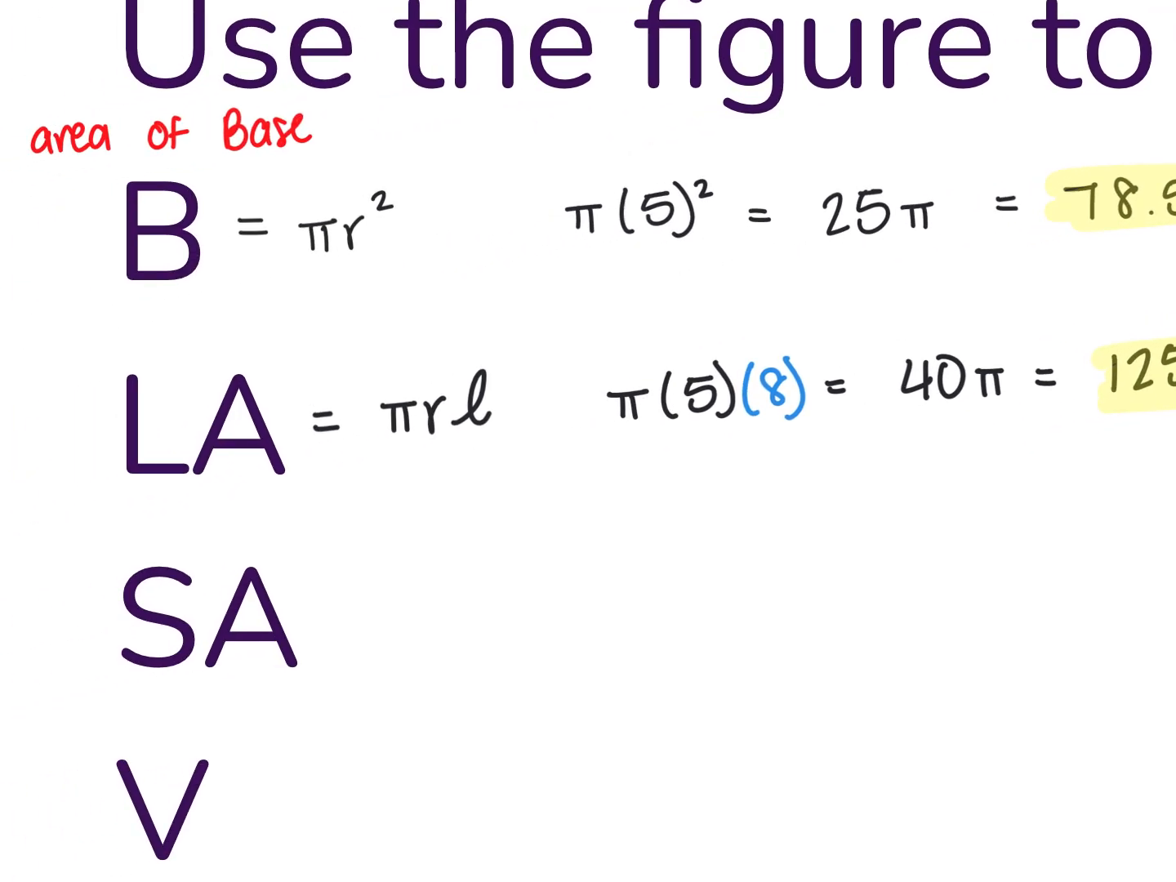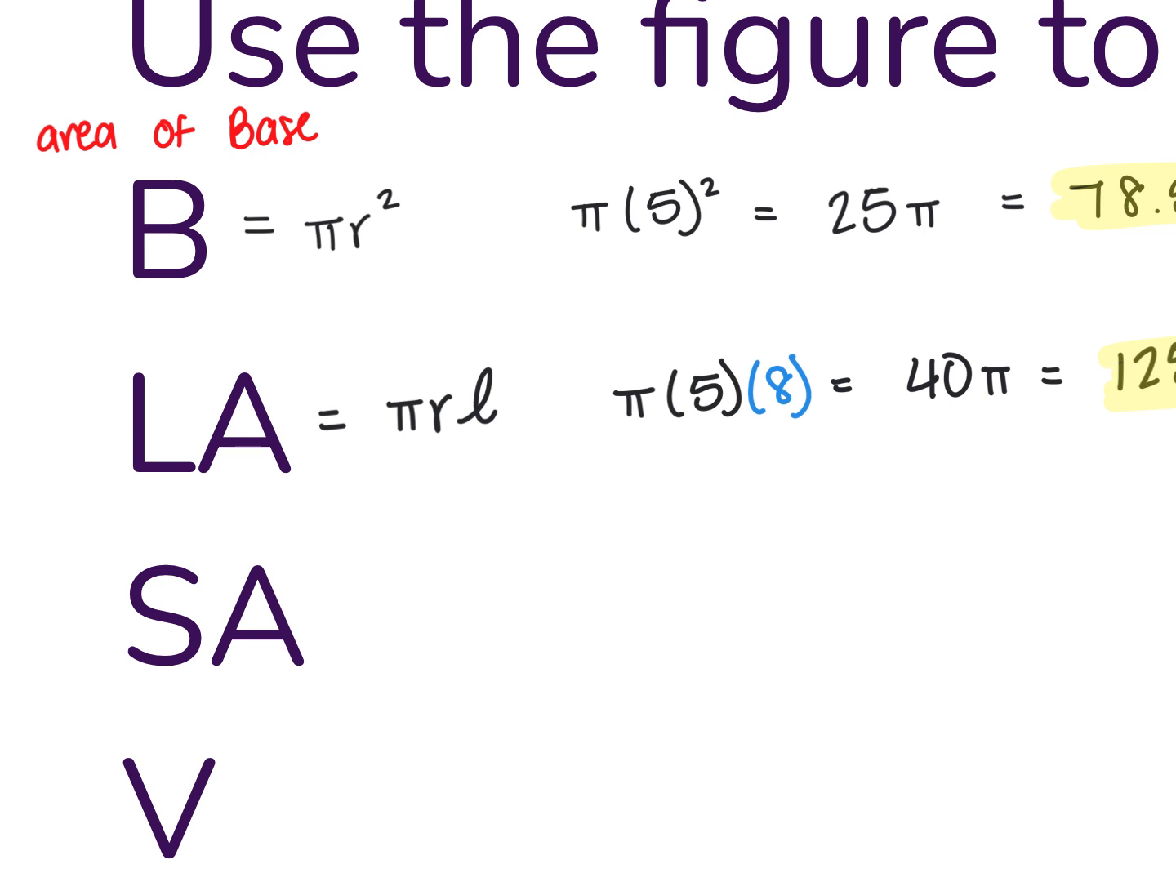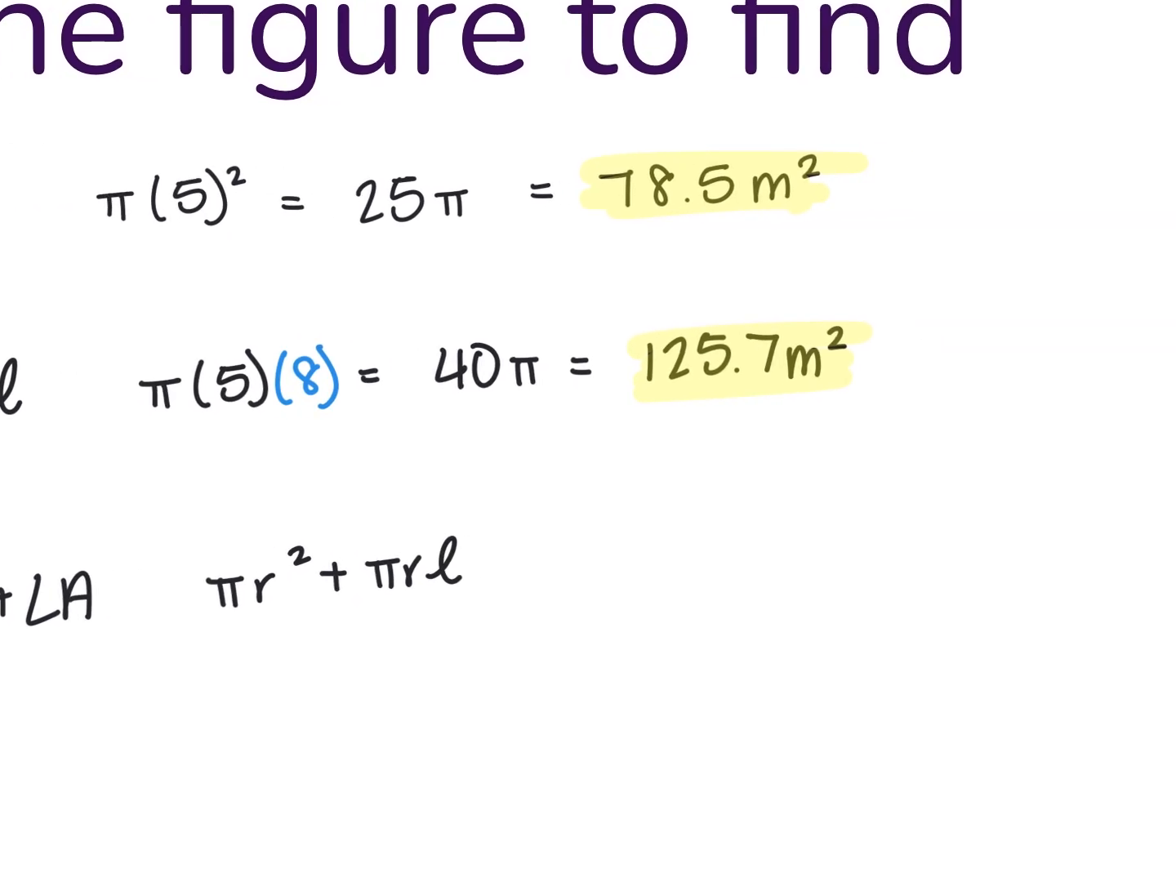Next thing, they're asking me for surface area. Trying to find surface area, I have to find the area of both my base and my lateral area. So I have to go ahead and add both of these. Formula for this is my area of my base plus my lateral area. So it's going to be pi r squared plus pi r times L. I'm going to leave it in terms of pi until the very end.